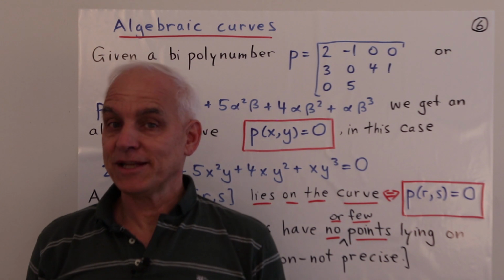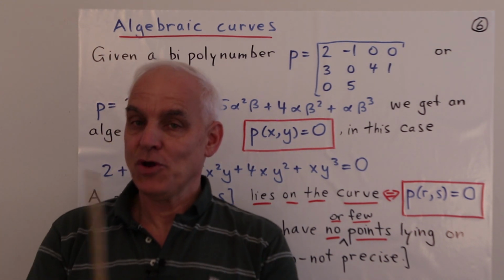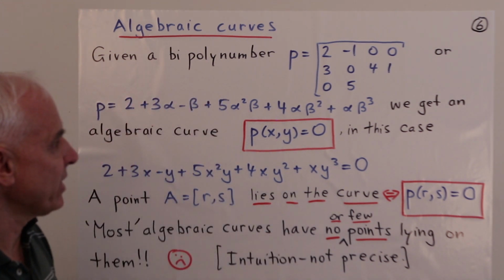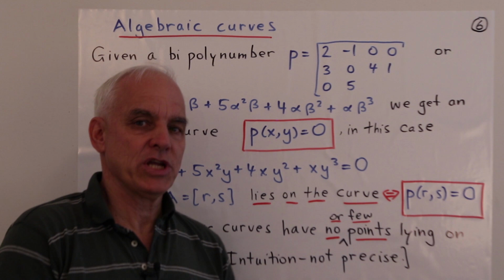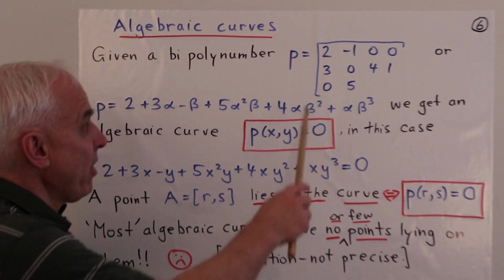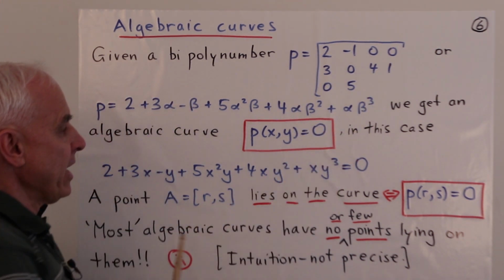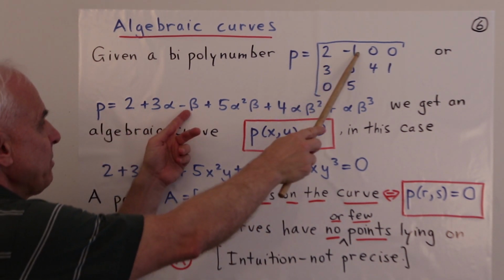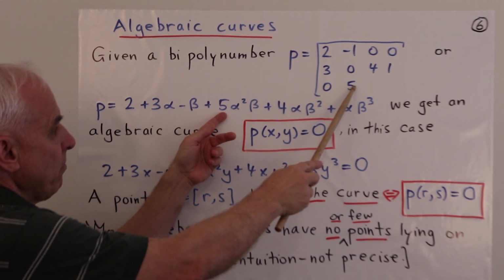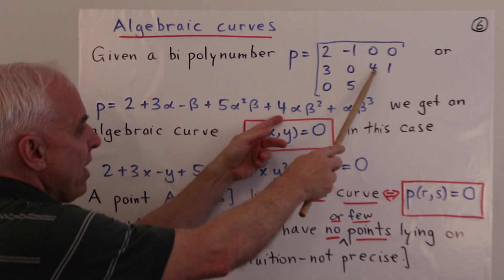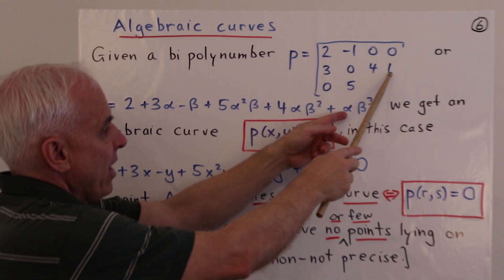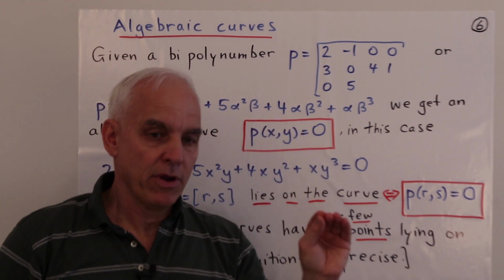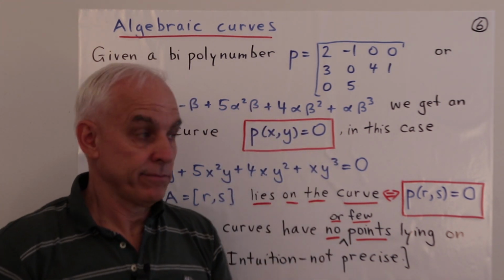All right, so now let's get on to algebraic curves, which are really the objects of interest for us. So what is an algebraic curve? Well, it's something that's associated with a bipolynumber. So here's a bipolynumber p. In terms of alphas and betas, this would be 2 plus 3 alpha minus beta plus 5 alpha squared beta plus 4 alpha beta squared plus alpha beta cubed. All right, so given such a bipolynumber, we get an algebraic curve.